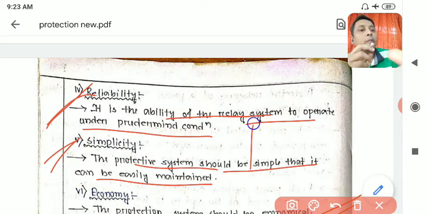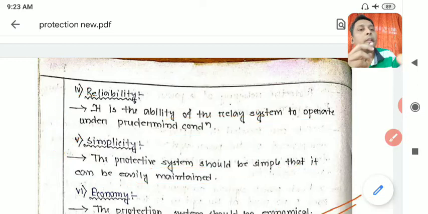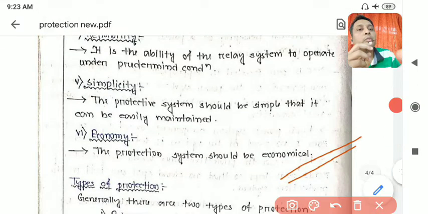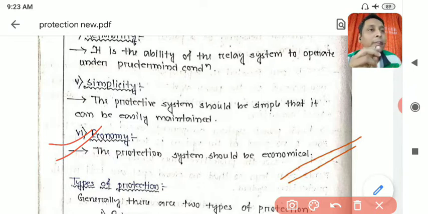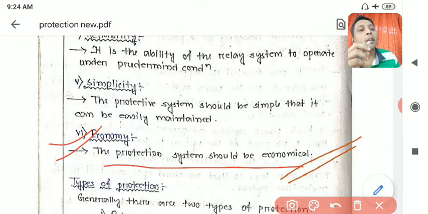Last one is economy. Economy is always an attribute for anything. We always think everything should be very cheap. We need the best thing at a cheap rate. That is always desirable. So the protection system should be economical. That means it should not be high cost. It should be viable, because the utility, the companies, will be using it. If it is very high, then the electricity bill will be very high.